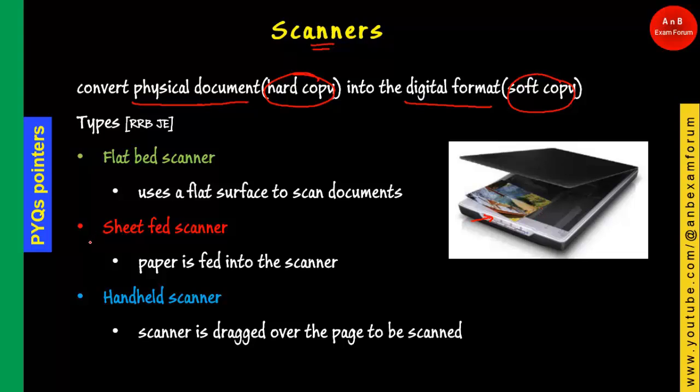Similarly, the second one is sheet fed, where you feed the sheet from the top or the bottom and the paper is fed into the scanner and it scans and stores the image or the digital copy into your computer. Handheld, you have seen the Camtasia, with the help of which you just scan, and the page gets converted into the digital format. So these are the 3 scanner types which are generally asked in the exam.